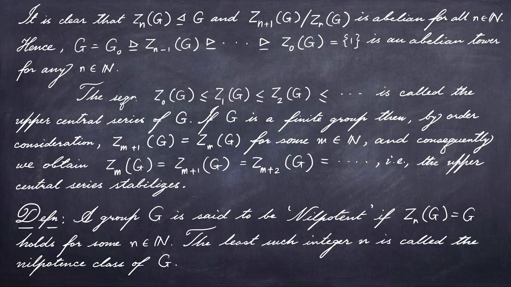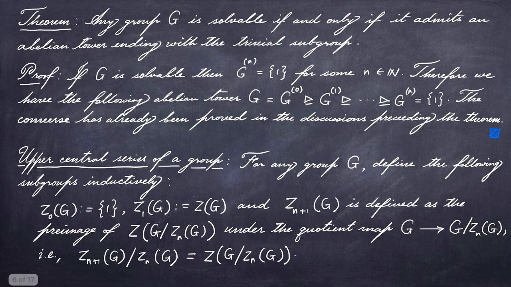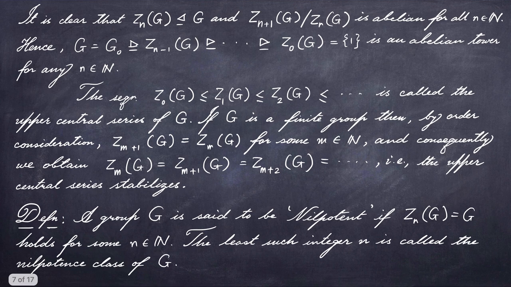So this chain of subgroups obtained by taking successive centers in this sense indeed gives us an abelian tower in G, because each subgroup is normal, and in fact the factor groups are abelian.